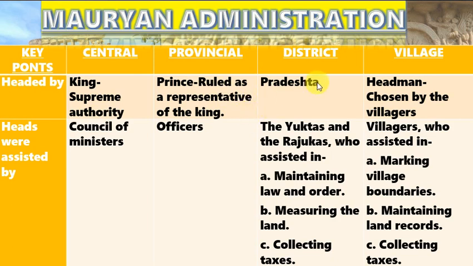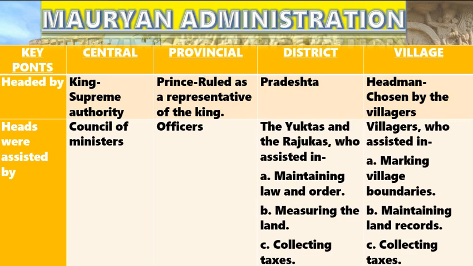Coming on to the district, the provinces were further divided into districts, and the head of the district was Pradeshta. He was assisted by Yuktas and Rajukas, who assisted the Pradeshta in maintaining law and order, measuring the land, and collecting taxes. Coming on to the villages, a number of villages made up a district.